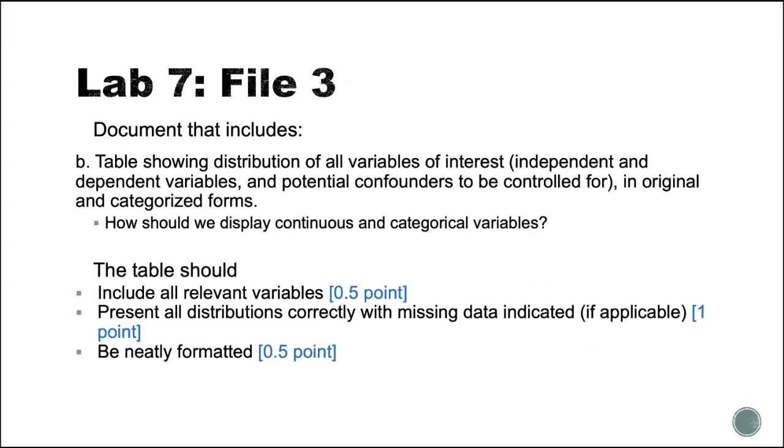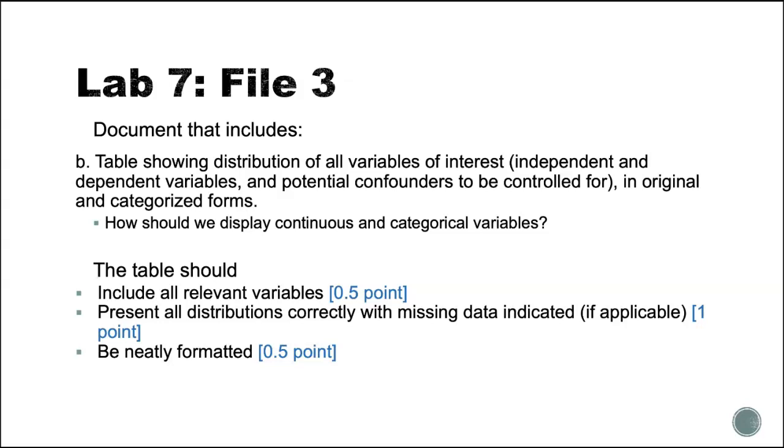In part B, you're going to include one table that shows the distribution of all the variables of interest in your data. So you need to have the variables for your independent variable, the variable or variables for your dependent variable, and also the variables that you're looking at as potential confounders. These need to be in their original and categorized forms or recoded forms.